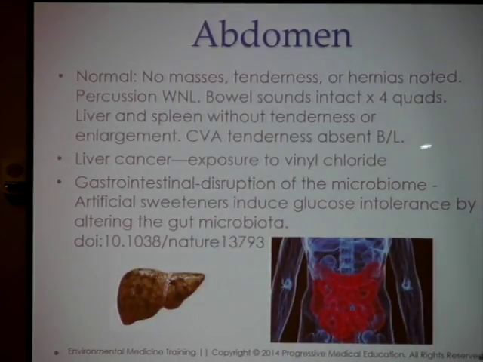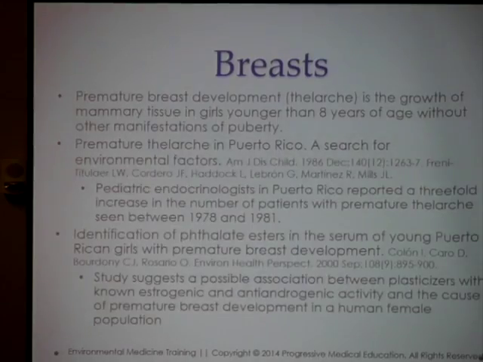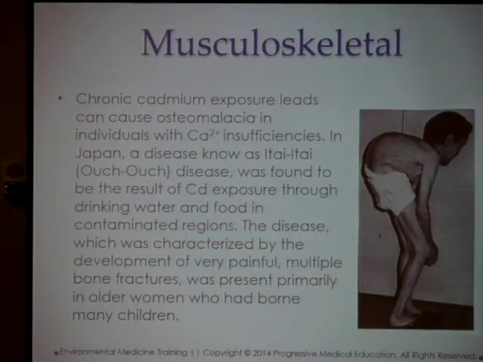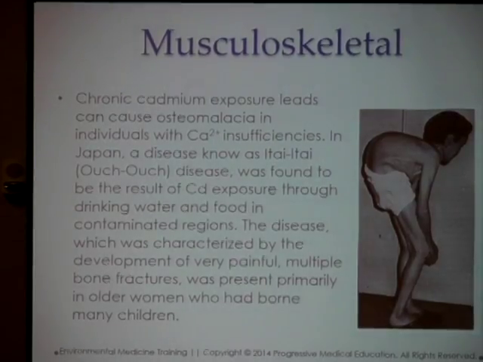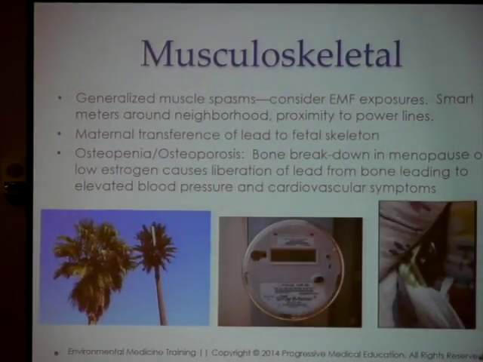I mentioned earlier that people who live near factories that produce vinyl chloride have a higher incidence of liver cancer. I'm going to just highlight and skip through some of these slides. On musculoskeletal issues, one thing we can highlight is that patients with chronic cadmium exposure can have early signs of osteopenia or osteoporosis. Osteomalacia is the severe end-stage exposure to cadmium.